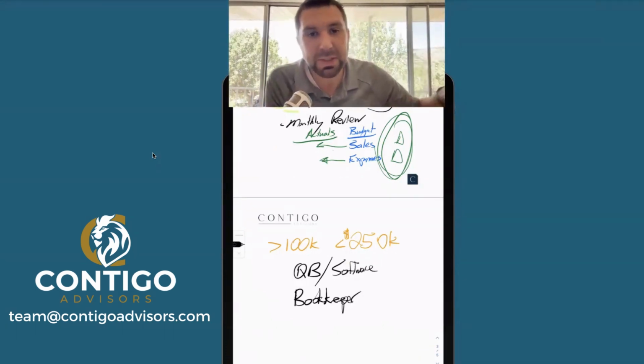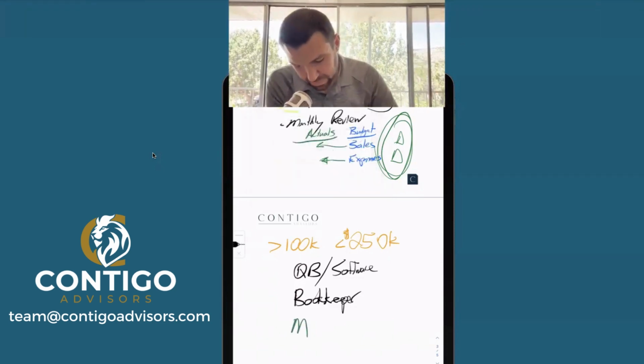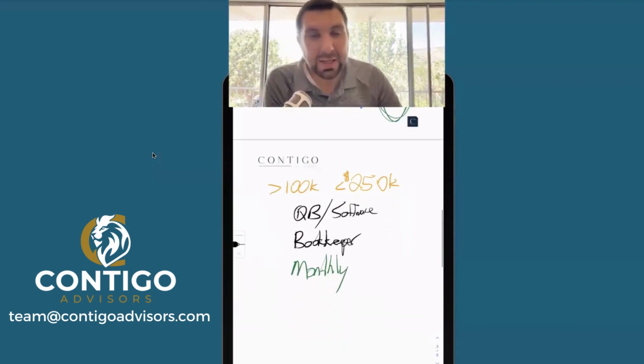Just simple books done by someone other than you, so that you can hold them accountable and make sure that they're doing it, and that they're getting you the information. And then you need to be getting reports on a monthly basis. So the cadence, we stay monthly at this point. Cadence is monthly, and you need to be getting monthly reports that go over the same stuff.